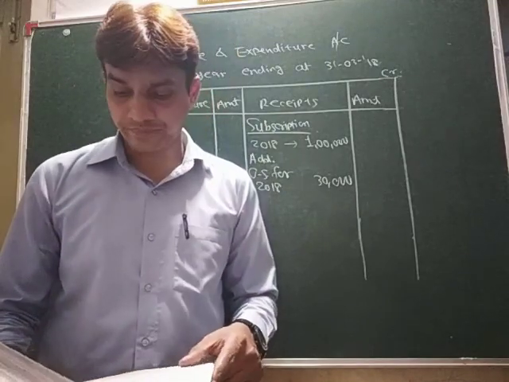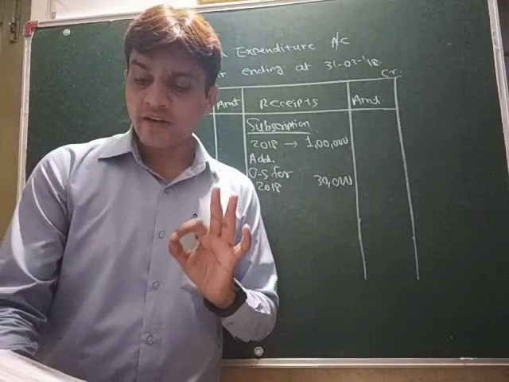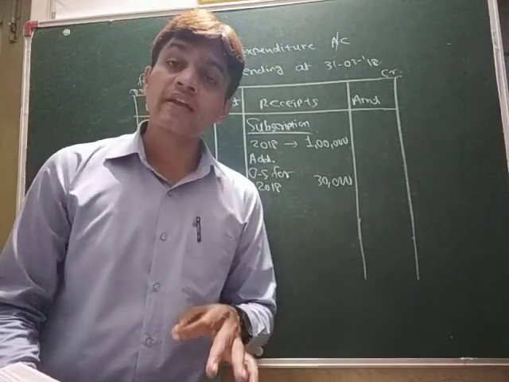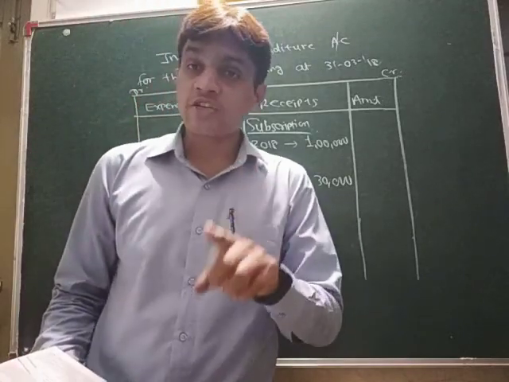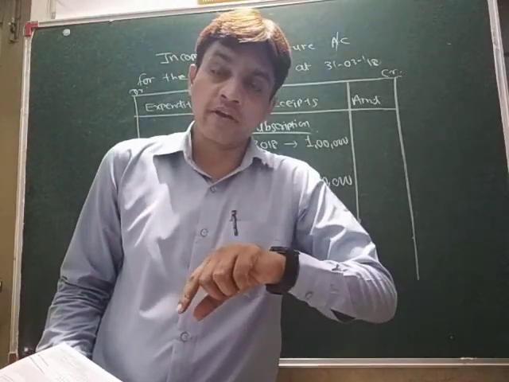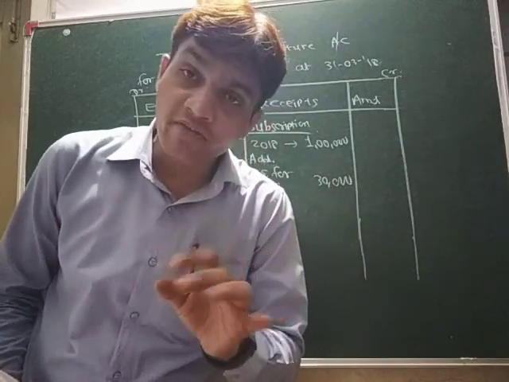Okay, which is the next one? Now we will see the third one. Subscription received in advance as at 31st March 2017. Now it is advance received in the previous year, so actually it is for the current year. Okay, understand? It is received in 2017, which is advance received.